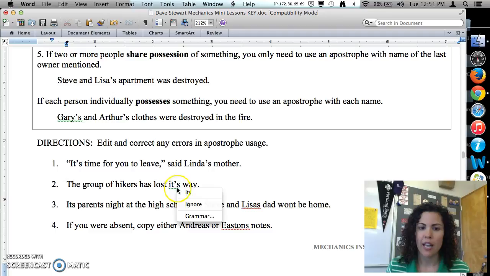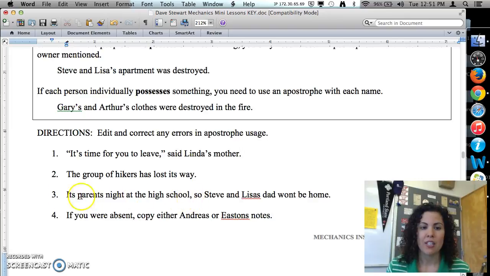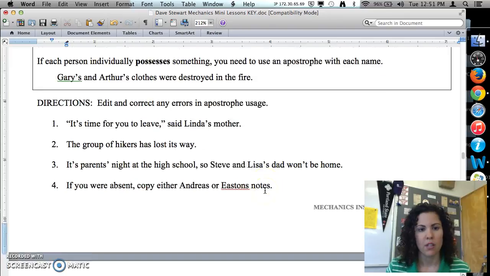You can right click on it and it will do this for you. There's also a way to do it in Chromebooks. I can show you on another video, or we can talk about it in class. It is parents' night at the high school. Here, notice that the grammar check did not pick it up, so we would have to check it ourselves. It is parents' night. The night belongs to all of the parents at the high school. So Steve and Lisa's dad won't be home.